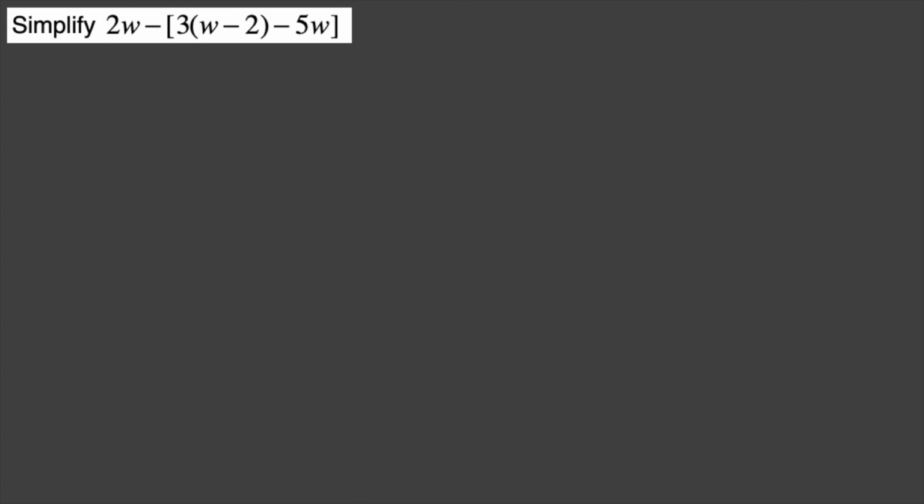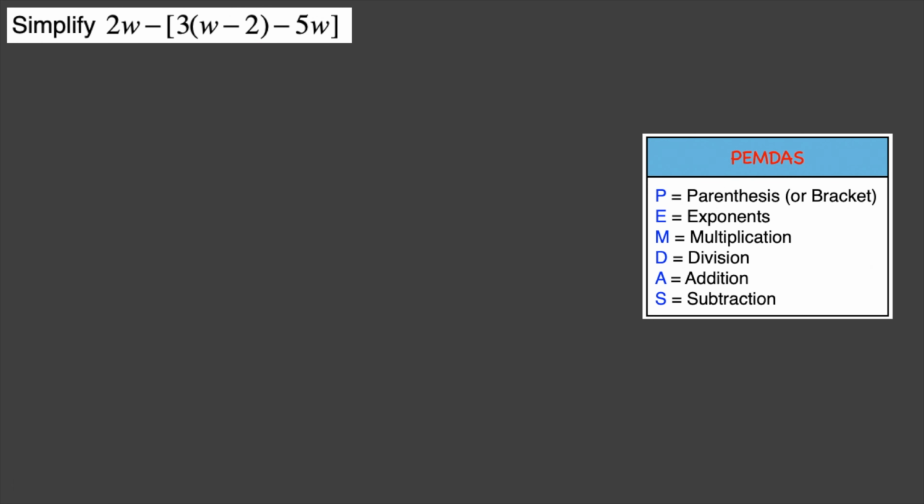Hey Kooks, in this example it says simplify 2w minus bracket 3 times the quantity w minus 2 minus 5w. So what do we do first here? How do we simplify this expression? Well, we need to follow the rules. The rules for simplifying expressions is PEMDAS. So let's look at PEMDAS.